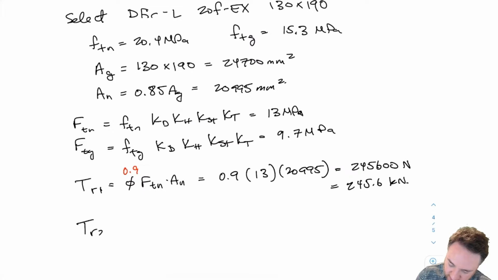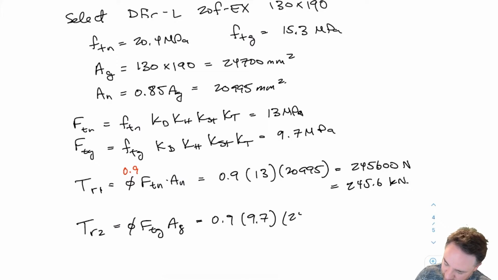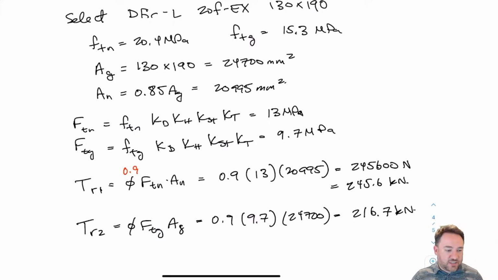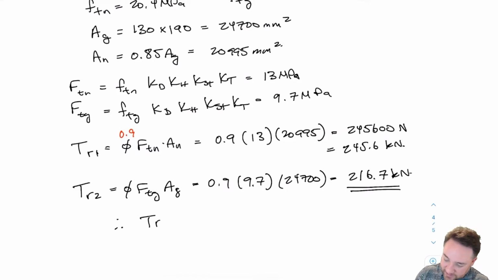And if I do my second one, which is for gross area, phi FTG times AG, 0.9 times 9.7 times 24,700, I get 216.7 kilonewtons. So you can see, just like the design manual said, for this case, since my gross area is greater than 75% of my net area, then it's the TR2, the one that uses gross area, that governs the strength. This is the lower one, so that's my actual strength. So therefore, TR is 216.7 kilonewtons.